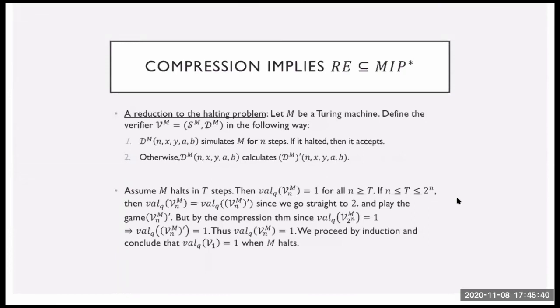It simulates the Turing machine for n steps. So the nth decider, no matter what the questions x and y and the answers a and b are, just simulates the Turing machine for n steps. And if the Turing machine halts, it accepts. So no matter what the questions and answers are, in this scenario it always accepts. Otherwise, the decider applies the compression theorem and calculates what the compressed verifier would answer if it was asked n, x, y, a, and b.